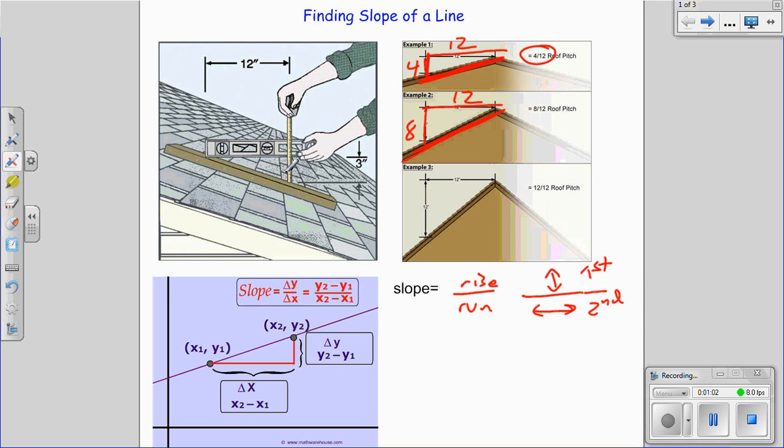Okay, so here's another example. We say, okay, we measure up 3 inches and we go over 12 inches. So this would be a 3/12 slope. And again, these would be reduced. So mathematically, this is what it looks like.